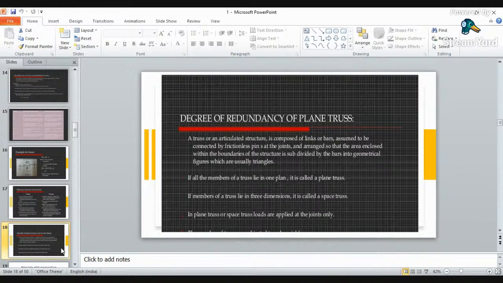And again, if all members of a truss lie in one plane, it will be called a plane truss. And if the truss members lie in three dimensions or more than one plane, then it will be termed a space truss. Either if it is a plane truss or a space truss, the loads will be applied at joints only. There will be no member load.